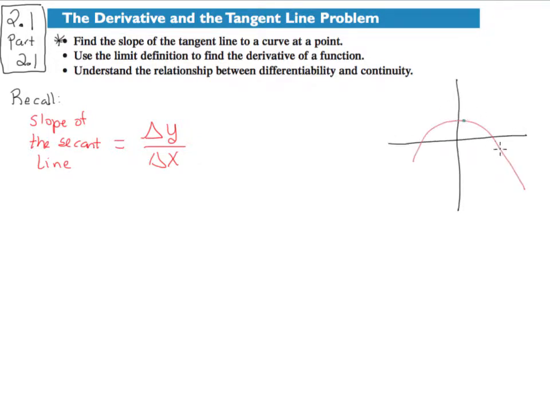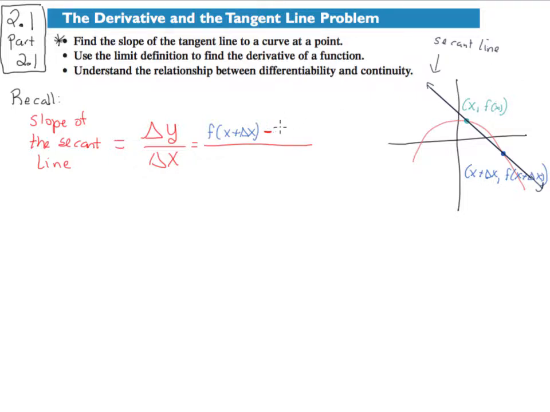So to find the equation for the slope of the secant line, let's look at our graph over here to the right. When we're asked to find the slope of the secant line, we're asked to find the slope of that black line I just drew in. So the change in y is my y2, which in my notation in blue is f of x plus delta x, minus my y1, which is in green, which is f of x. So my numerator becomes f of x plus delta x minus f of x, over my change in x.